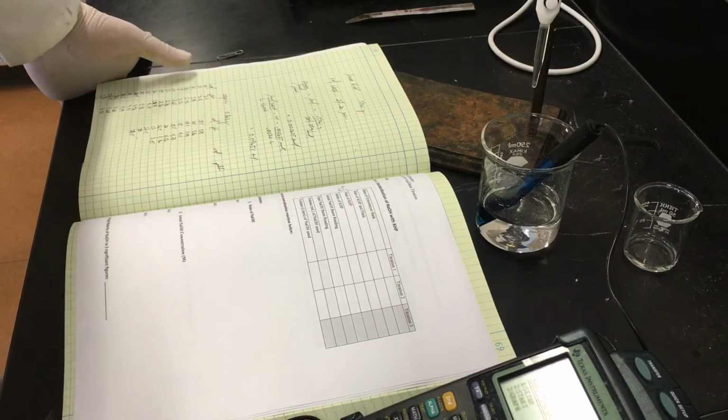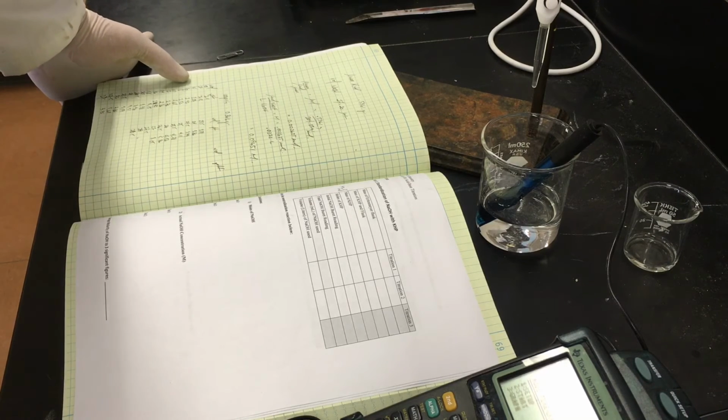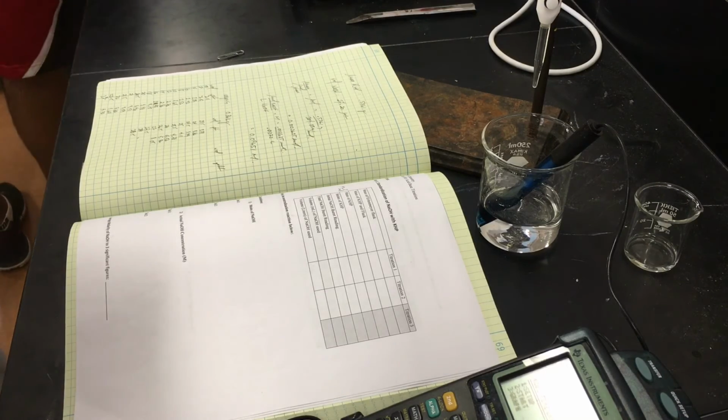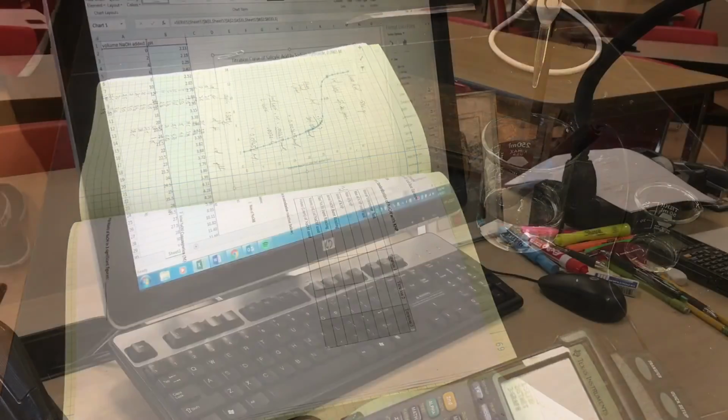So after adding 26.5 milliliters of the NaOH, our pH jumped to 8 from 5.36 to 8, and then after adding 27.5 milliliters, our pH is now at 10.18. So now that we've reached over 10, we're going to proceed with 2 more milliliters at a time.